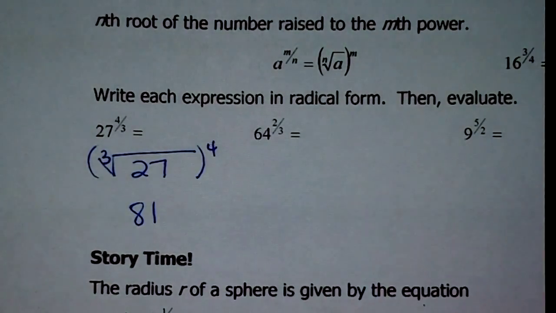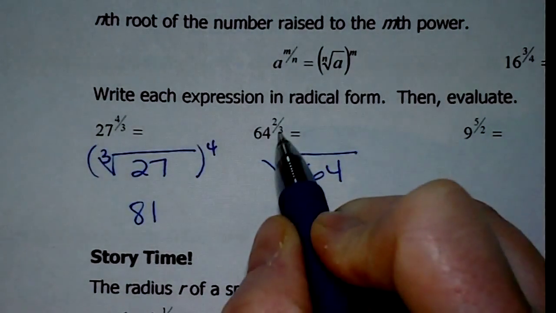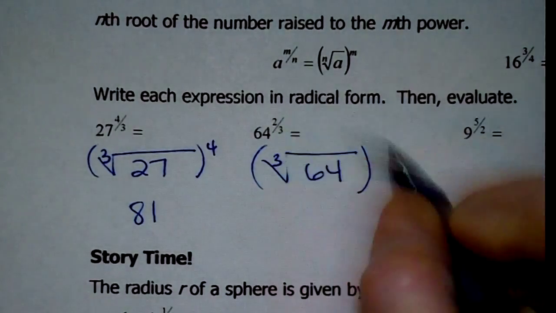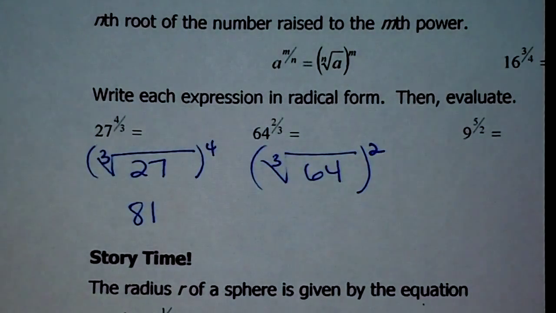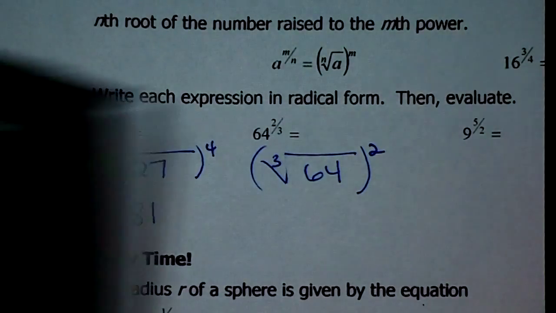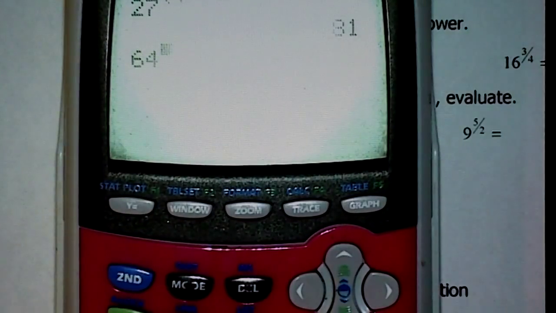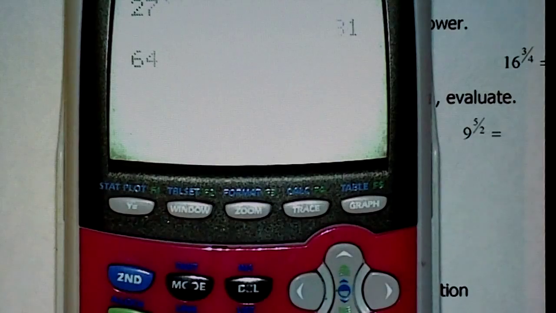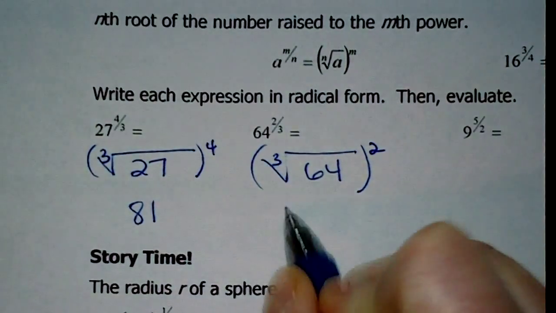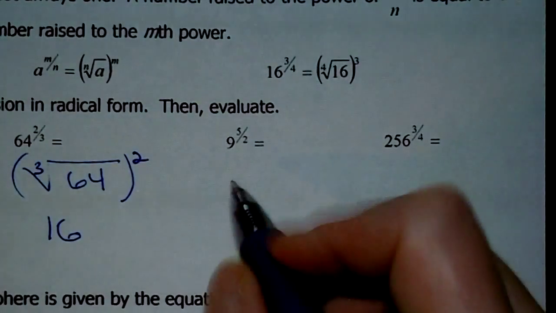All right, if you have 64 to the 2/3 power, 64 goes inside. The denominator tells me the root I want to take, and the numerator tells me the power I want to raise that to. So this is how you would write this in radical form. And I think it would be easier to do 64 to the 2/3, so I'm going to do 64 to the 2 divided by 3, and you should get 16. Voila.